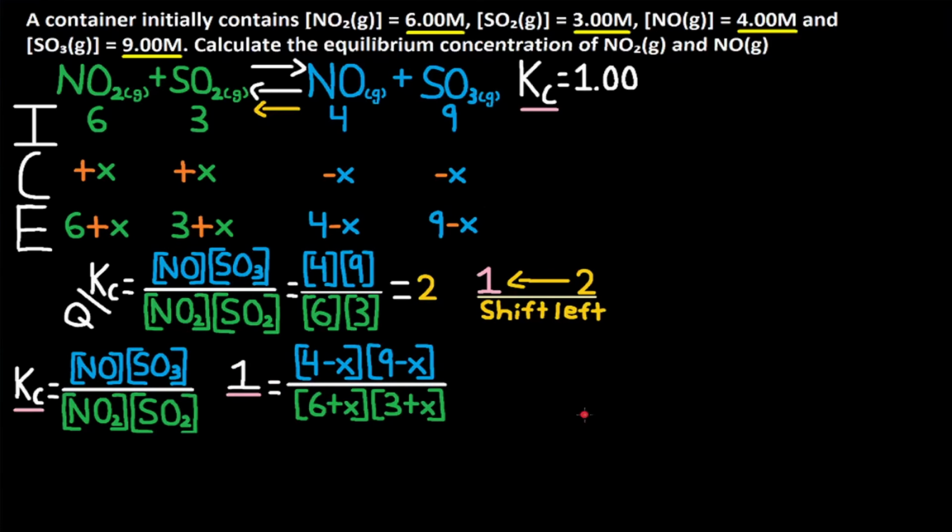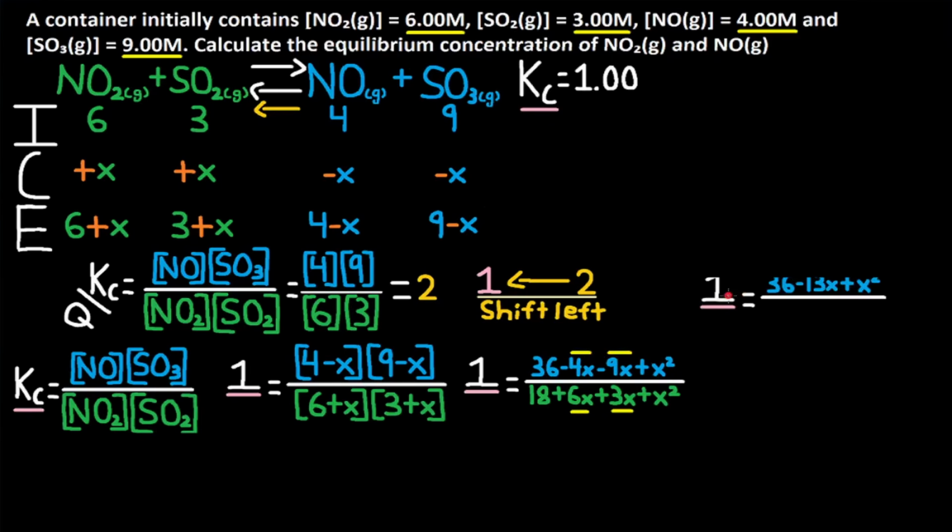And when we FOIL the top out, we're going to get 1 is equal to 36 minus 4x minus 9x plus x squared. And then we can FOIL the bottom out, and when we FOIL the bottom out, we get 18 plus 6x plus 3x plus x squared. You should see that we can combine like terms, so we have negative 4x and negative 9x, we can combine that. And on the bottom, we can also combine 6x and 3x. So when we combine like terms, we get 1 is equal to 36 minus 13x plus x squared.